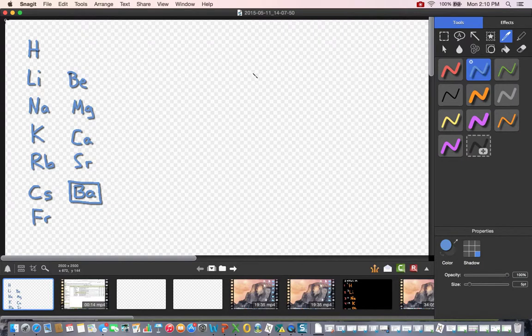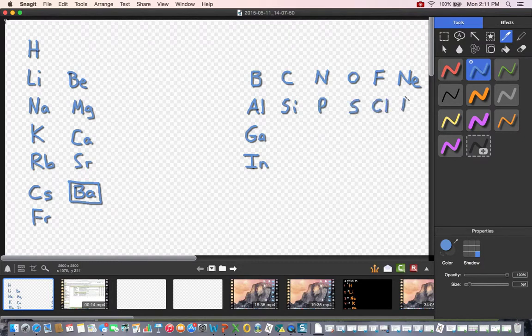All right, so let's skip all the way over to group 13. So we're going to have boron and aluminum and gallium and indium. Then, of course, going across the row, we have carbon and nitrogen and oxygen and fluorine and neon. And silicon, phosphorus, sulfur, chlorine, and argon.